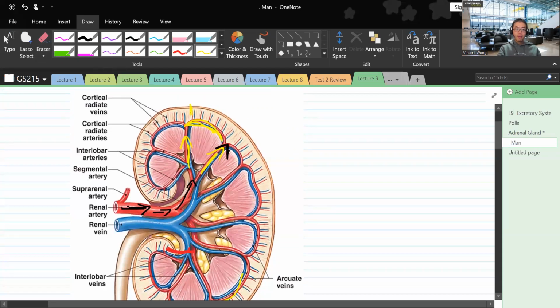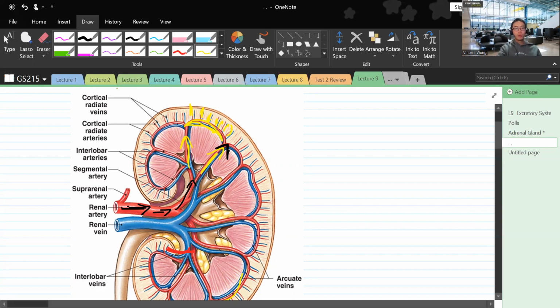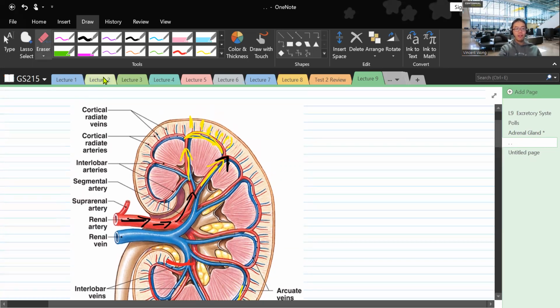And then coming off from these ones, right? You would have the cortico-radiate arteries. And then this diagram skips all the glomerular stuff that I told you. But the point is, it's going to go into the nephron, and then it's going to come back out afterwards. And when it does come back out, then you would have your cortico-radiate veins, right? So you see, for every artery, you're going to have a vein with the corresponding name.